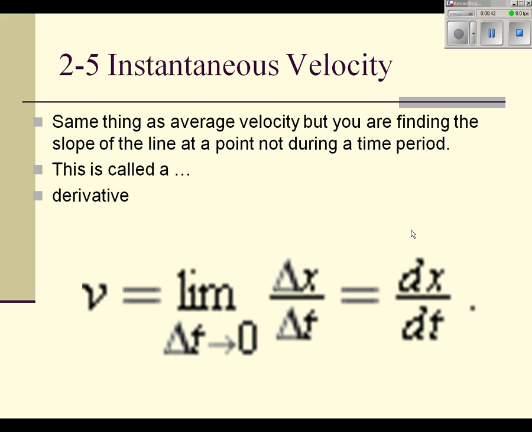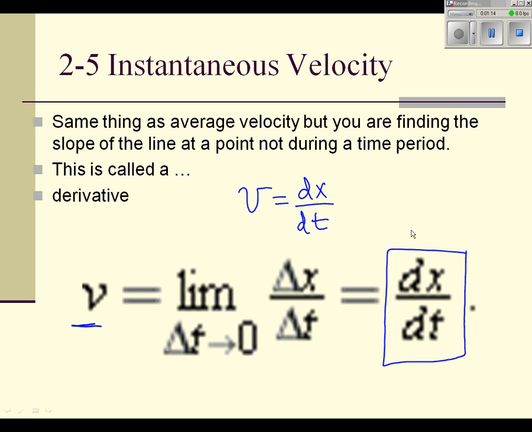The derivative looks like this. We're saying here that instantaneous velocity v is equal to the limit of delta x divided by delta t as t approaches 0. So we're coming to a very small, infinitesimally small period of time. And that whole idea, that limit, is rewritten as dx over dt. So our equation really is velocity equals dx over dt.